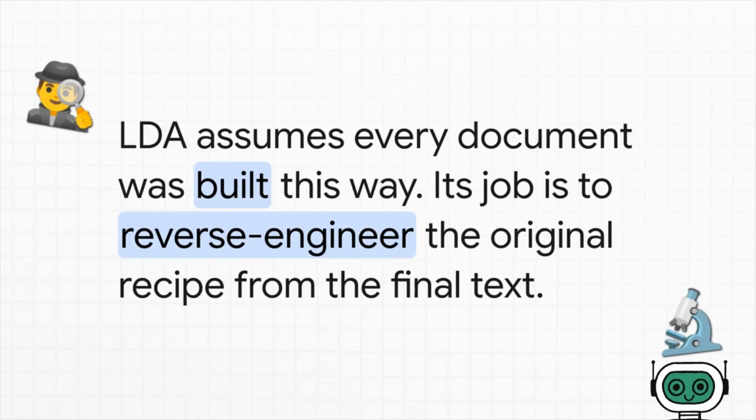Now here's the really clever part. LDA makes this bold assumption that every document you give it was generated by this exact quirky process. So the algorithm's entire job is to look at the final, messy text and reverse engineer everything to find those original topic recipes and the word list for each topic.